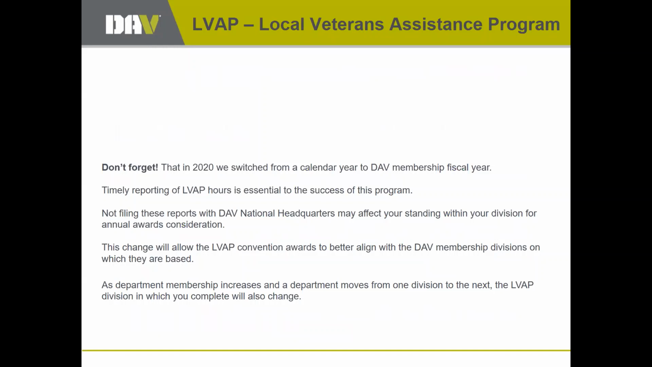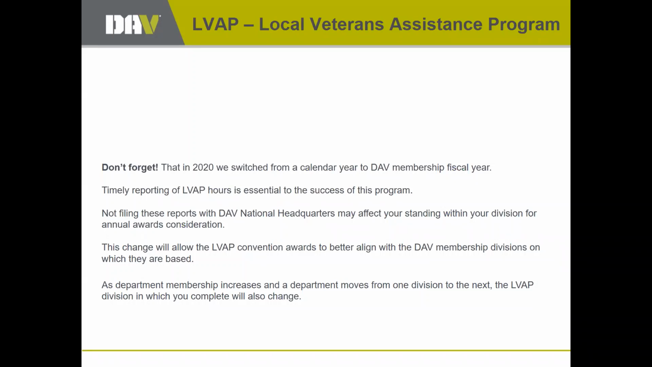So one thing, again, in 2020, we made several changes to the LVAP program. One of the things that we did is we switched from a calendar year to the DAV membership fiscal year for LVAP reporting. So timely reporting of LVAP hours is essential to the success of this program. The one thing to remember is that now our LVAP year runs July 1st through June 30th. So the end of our LVAP year is June 30th each year.